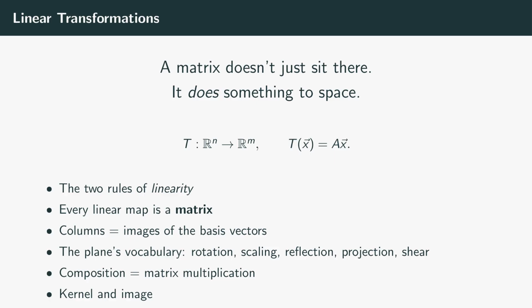A linear transformation is a function that takes a vector in and gives a vector out, and it does so while respecting the two operations that define a vector space, addition and scaling. The headline result of this episode is one of the most beautiful facts in all of mathematics. Every linear function from Rn to Rm is multiplication by a single matrix, and you can read the matrix straight off the transformation by watching where it sends the basis arrows.